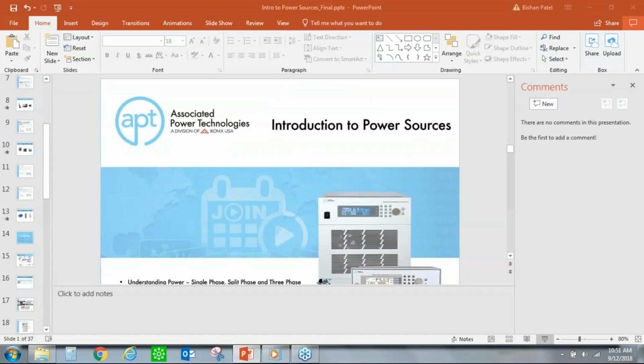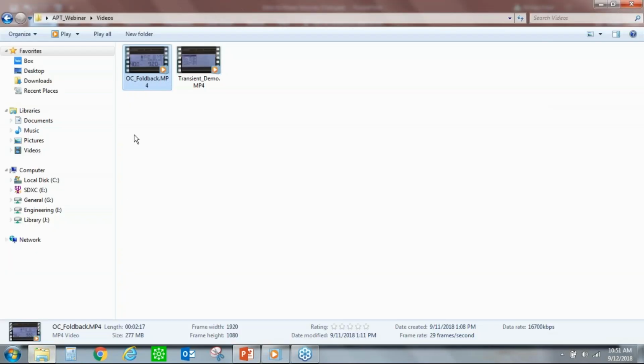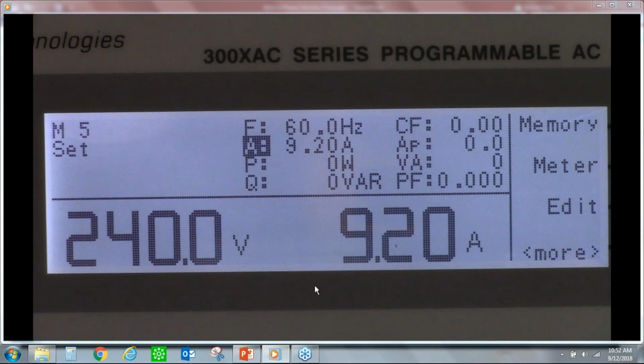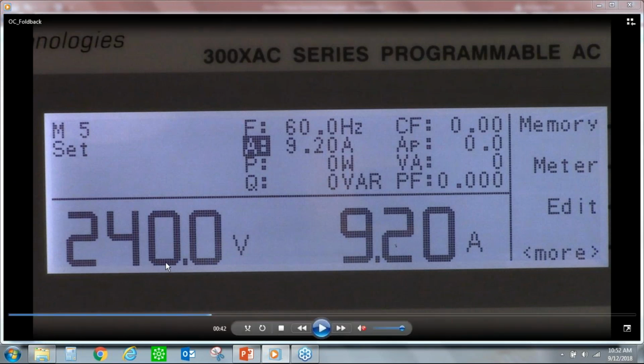So let's take a look at a demo from OC fallback. I'm going to describe the functionality. What we have here is a front screen of our 300 XIC series. This is a 2 kVA power supply, so obviously it allows you to run a test and provide up to 2 kVA of power. We have set the output to 240 volts. The max current available at this voltage will be 9.2 amps.